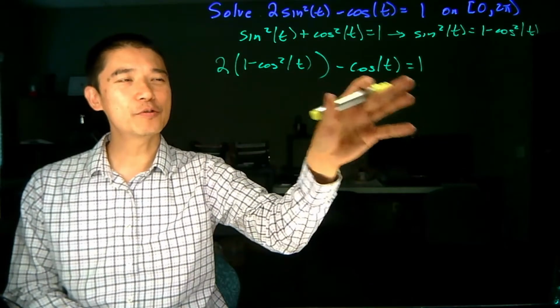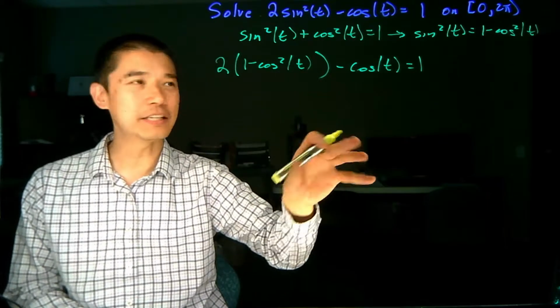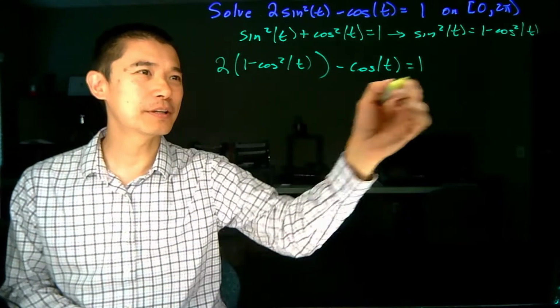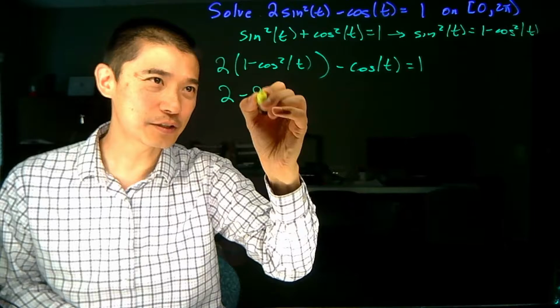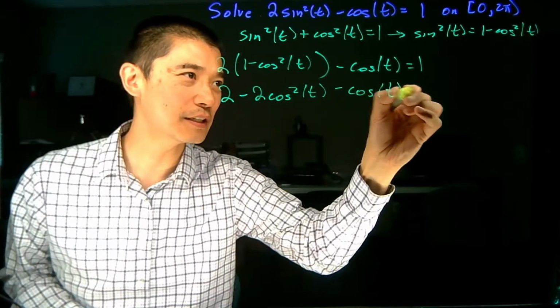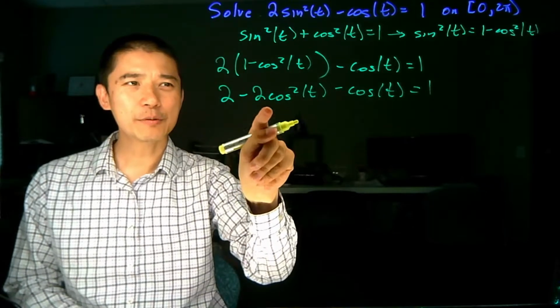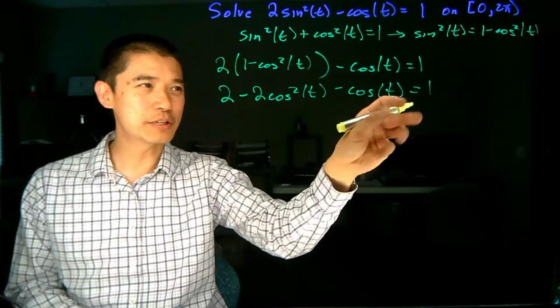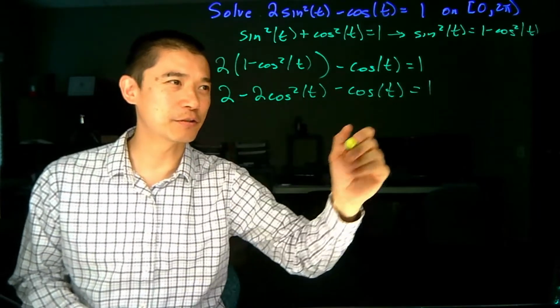But we need to move towards trying to look at some sort of factoring technique. And so we need to get the right-hand side equal to 0 so that we can use the zero product property. We'll first distribute: 2 minus 2 cosine squared t minus cosine of t equals 1. Typically, we want the cosine squared term to be positive, the square term to be positive. So we can either multiply by -1 or just move everything to the right-hand side, which is what I'm going to do here.